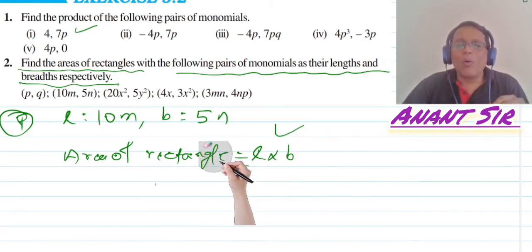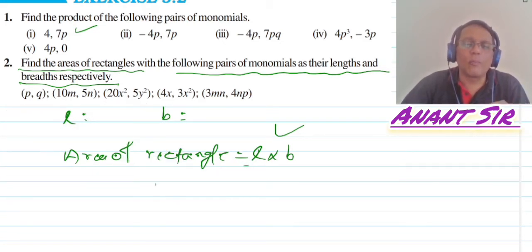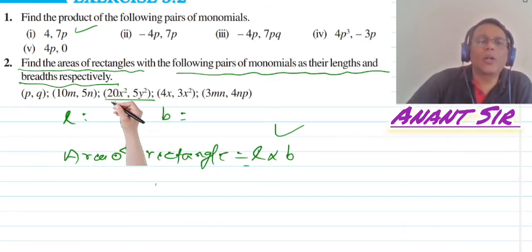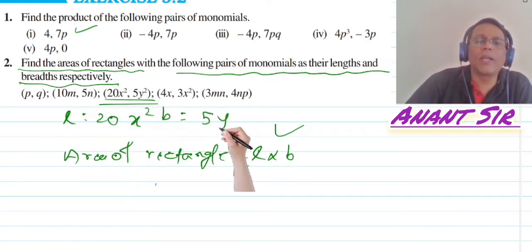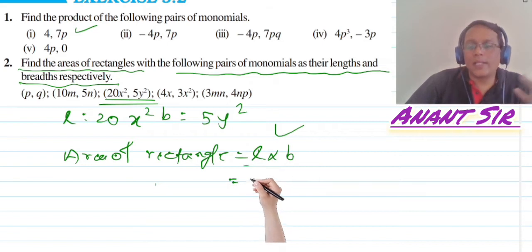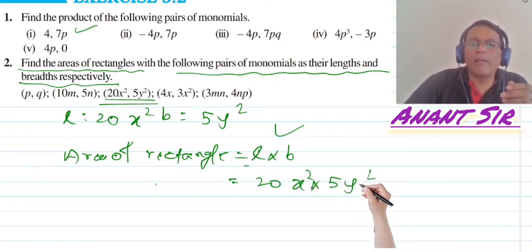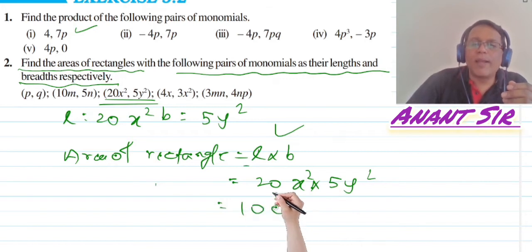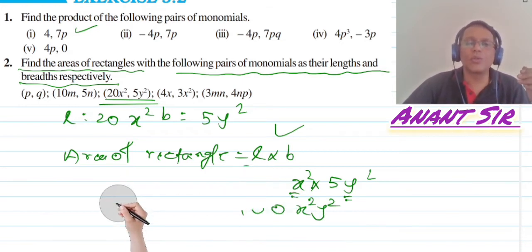So now that brings us to the next question. Okay, question number 3 of 2. What is the length in the third question? 20x square, and what is the breadth? 5y square. Now area is length into breadth, that is 20x square into 5y square. 20 5s are 100, x raised to 2 and y raised to 2. That's the answer, friends. Simple questions.